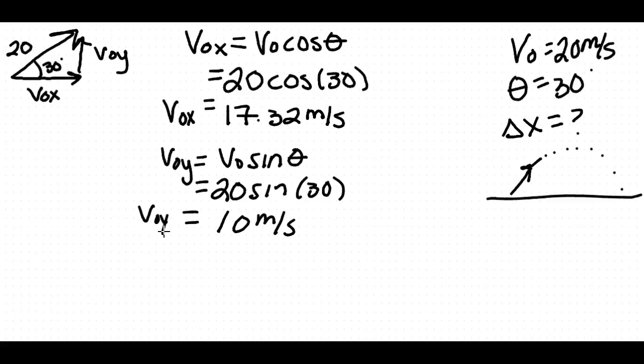Now the question says how far away does it travel? So we are looking for delta x. But by association, that means we're also looking for time x. Before we can get time x, though, we're going to need some other information. Now, what we do know is at the very top, the velocity in the y direction is 0. So we can use that information to our advantage.